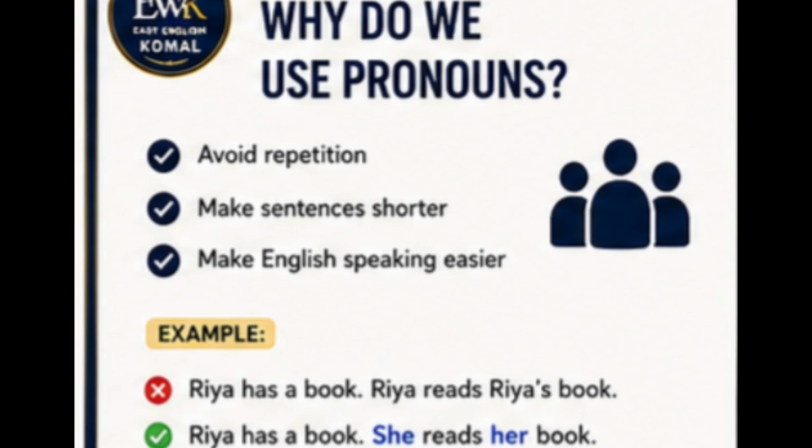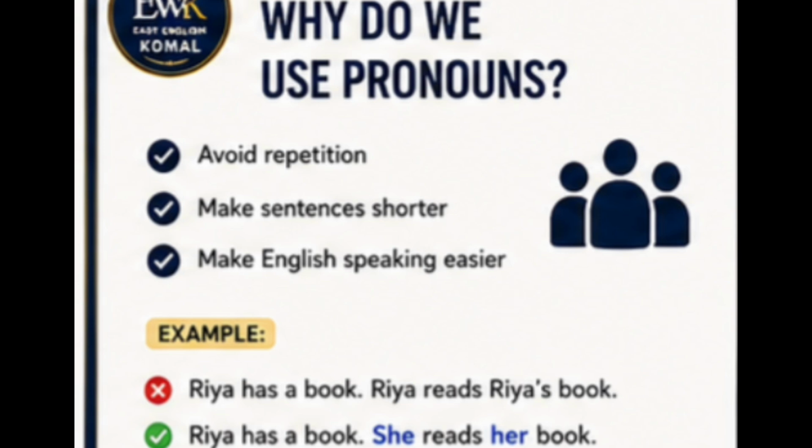So let's see an example. Ria has a book. Ria reads Ria's book. This does not look good, and when we are speaking, it also takes more time. So in place of this, we can say: Ria has a book, she reads her book. So here "she" and "her" are the pronouns that take the place of Ria and Ria's. I hope this is clear to everyone. This is a very easy trick to remember.